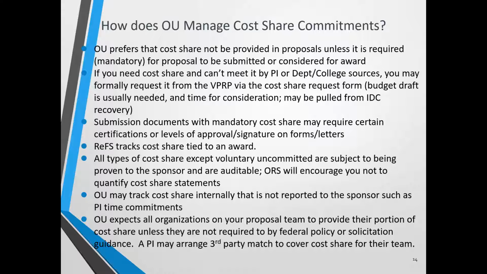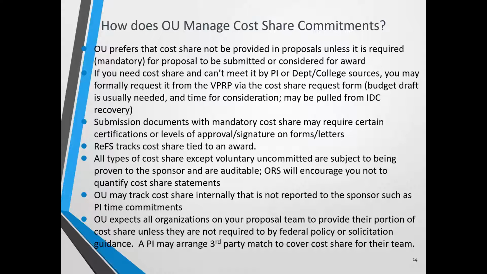Research Financial Services does track any cost share that's quantified and tied to an award, especially if it has to be reported to a sponsor. Any type of cost share that you provide that's quantified is subject to having to be proved to the sponsor and is auditable. So if you voluntarily said you were going to provide 5% of your time, even though it might not be picked up in the award documents, if an auditor from that federal agency or from some other place came and looked at the paperwork associated with your award, they would expect to see that 5% of time tracked and recorded for that proposal, because you promised you were going to provide it, and you've got to show that you are.